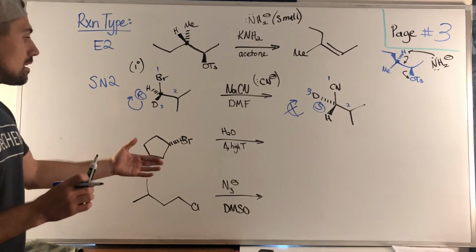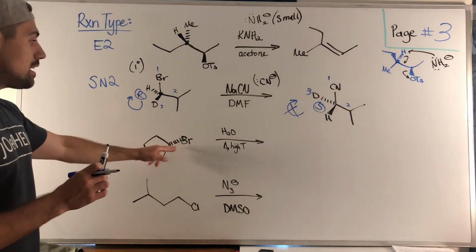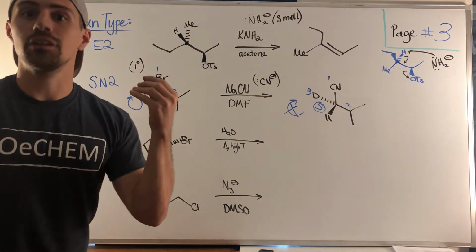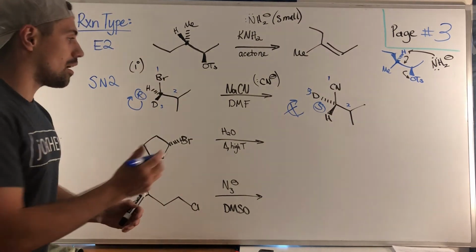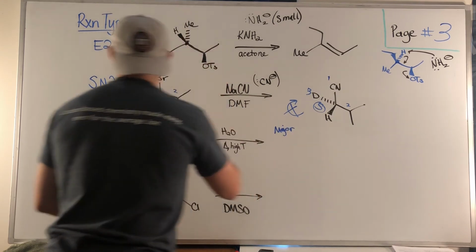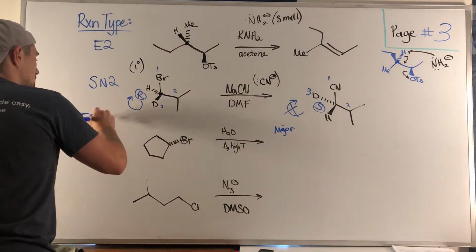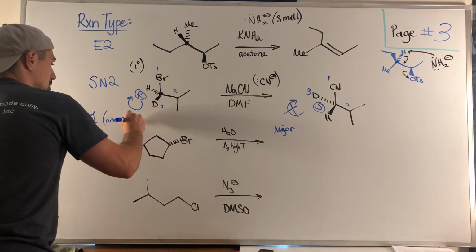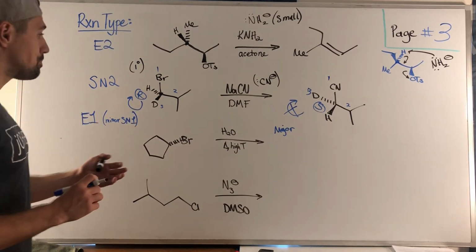All right, so right here, this problem. I hope you're seeing polar protic, secondary, good leaving group, high temperature. This screams favor E1, okay? So I'll do a major of E1. So I'll do E1, and then in parentheses, I'll do minor SN1, if you, again, would be prompted to draw both.